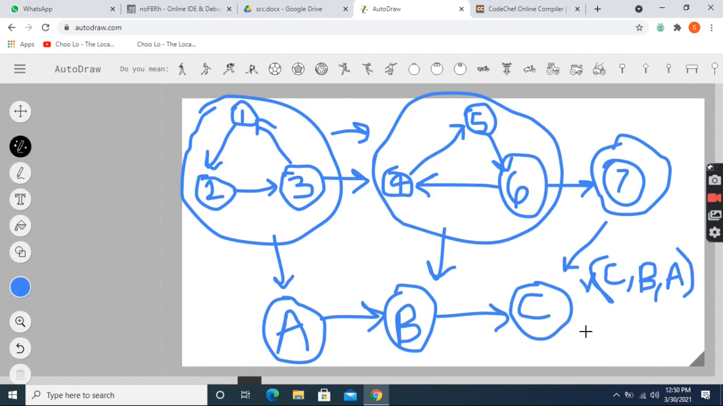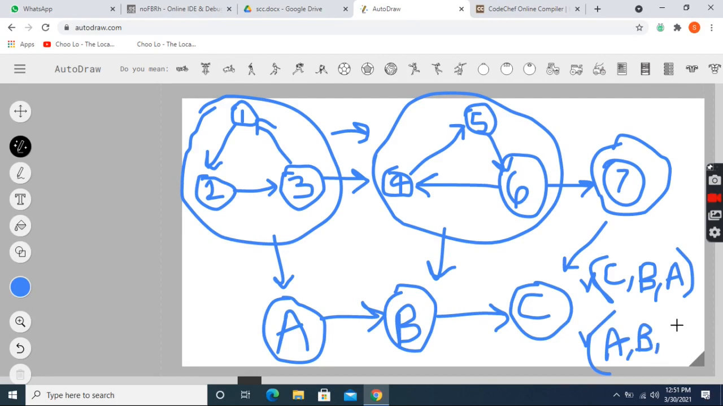And now if you remember, at the end of the first step we reversed this vector, so what we obtain is now A, comma B, comma C. And in the second step we then took the transpose of this graph. So let me just reverse the edges here. Now this edge is directed from B to A. Also this edge is now directed from C to B.